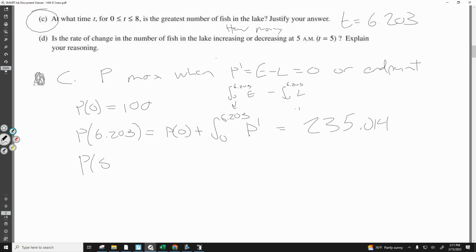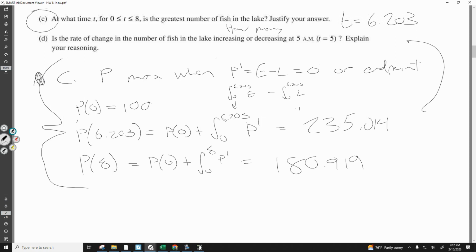And just for fun and practice, you can also find your other endpoints. Again, you don't have to find this value and then take that value and add your displacement from 6.203 to 8. You could just let your calculator go 0 to 8. Math 9, 0 to 8 of Y1 will give you the area under your derivative, so long as you know your derivative is typed in correctly. That's 80.919 added to 100, which gives us 180.919. Now, this is one way to get your answer to part C and get full credit.